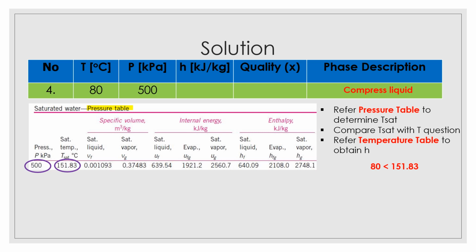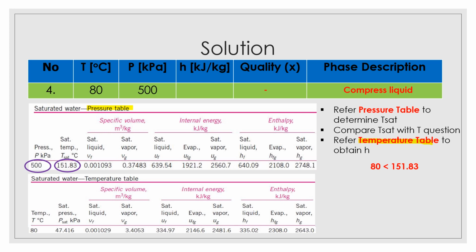After we get the phase description as compressed liquid, we can automatically answer the quality, which is dash, or nil, or not available, because for the compressed liquid region there is no such thing as a quality value. But normally, a student may put the quality equal to 0, which is wrong, because 0 represents the saturated liquid region. So you need to be careful on that. After that, to determine the enthalpy, as mentioned just now, we refer to the temperature table.